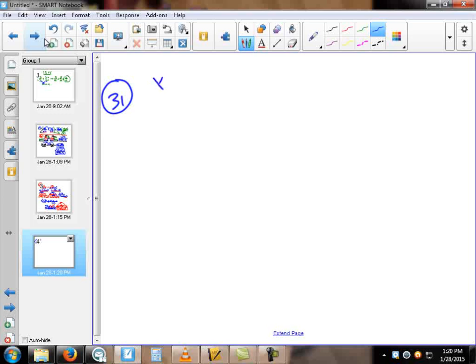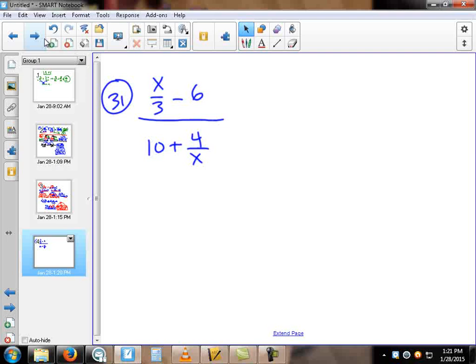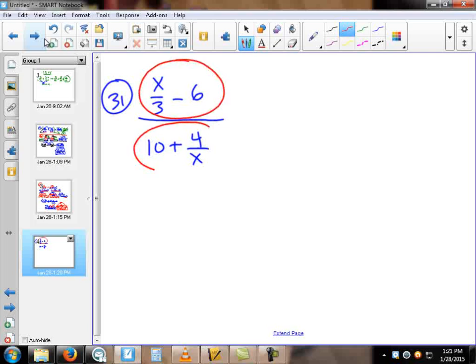It's x over 3 minus 6 over 10 plus 4 over x. We got these fractions inside fractions. And what I'd like to do, all I really want to do, is make this into one fraction and make this into a single fraction. If I can make the top into a single fraction, make the bottom into a single fraction, then I'm going to be fine. So up here, I'm going to make this 6 over 1.